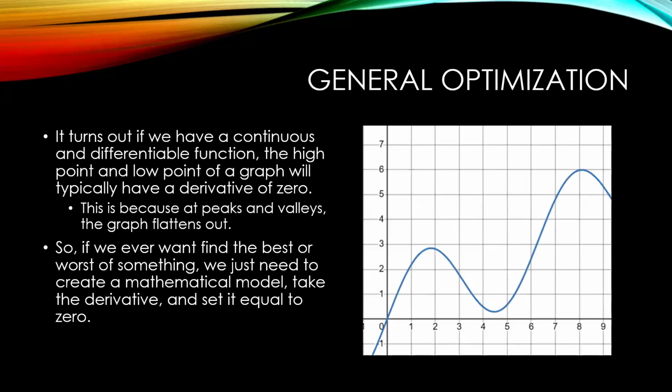Another tool is optimization. If we ever want to get the best of the best or the worst of the worst, it turns out we can use optimization. In general, things are going to be optimized when they're at their peaks or their valleys. And so all we have to do is figure out where things are going to be flat. Where is the slope flat? Well, that would be when the derivative is 0. And so if we want to find the high point or the low point of anything, all we have to do is take the derivative and set it equal to 0.